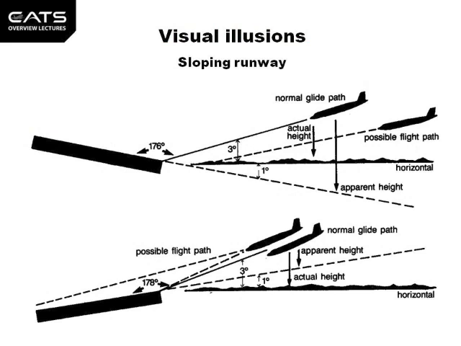In this image, the runway is sloping. In the top half, the runway is sloping upwards, and the pilot looking down the length of the runway gets the impression that he's higher than normal and may therefore undershoot. If the runway is sloping downwards, the converse may happen and the pilot may overshoot.